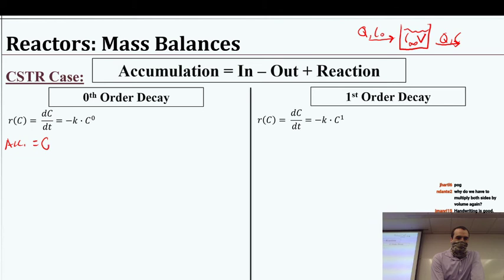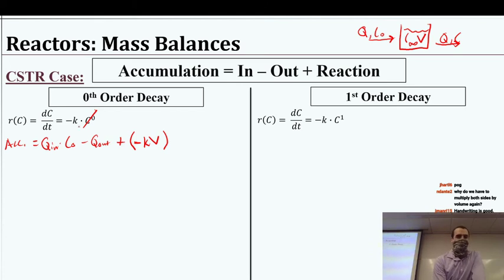this Q in times C naught minus Q out. Usually we're gonna have Q in equal to Q out, assuming there's just one in and one out. Then plus the reaction term, this time we're gonna do a decay reaction. So I'm gonna say plus the reaction term, and the reaction term is gonna be the negative KV. And I put it as negative KV because we need the reaction in the total volume, and we know it's a zero order, so there's no C, this becomes one, and then we're just left with the negative K. So this is effectively our mass balance.